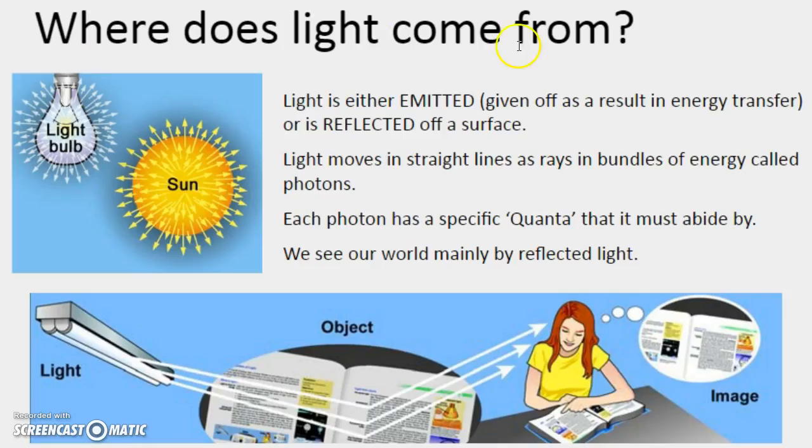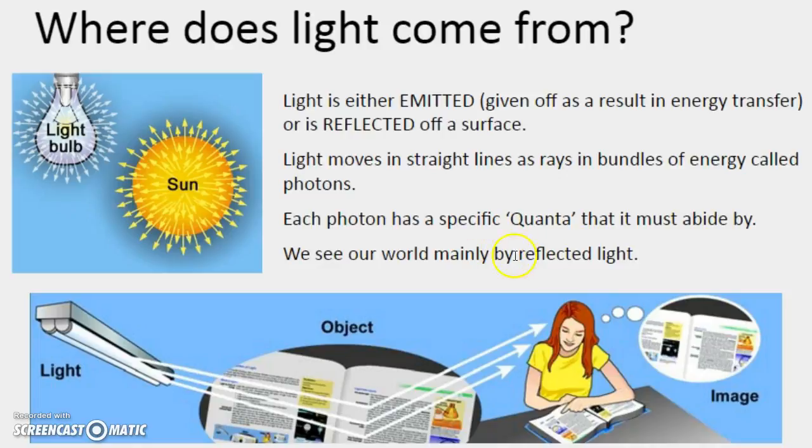So where does light come from? Well, light is either emitted, given off as a result of an energy transfer, or is reflected off a surface. Here are two different examples that we're most familiar with: light bulbs and the sun. They give off light. But light moves in straight lines as rays and bundles of energy called photons. Each photon has a specific quanta that it must abide by.